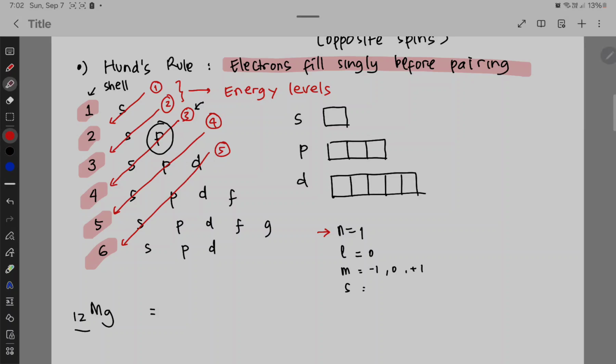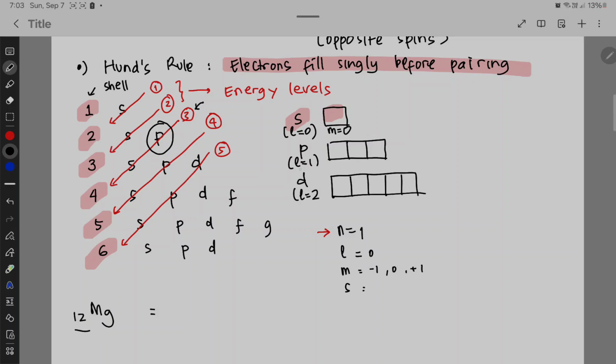Let me describe the subshells here. Subshell s consists of only one orbital. The notation for s is l = 0, p is l = 1, and d is l = 2. So s only has one orbital. The notation of the orbital is m. If l is 0, then m is 0.